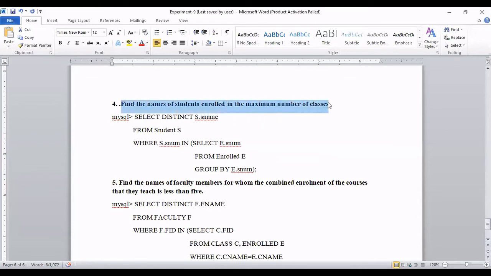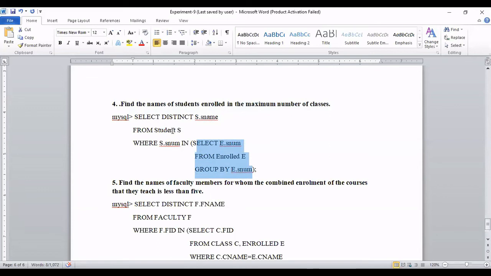So this thing I can tell. Find the names of the students enrolled in the maximum number of classes. You practice this one, what is written here. For the maximum number of classes, what will we do here? It is selecting S name from student S. So how do we find the maximum number? Select S number from enrolled group by S number. So what will it give? It will give the ID numbers of the students, from student S where S number.